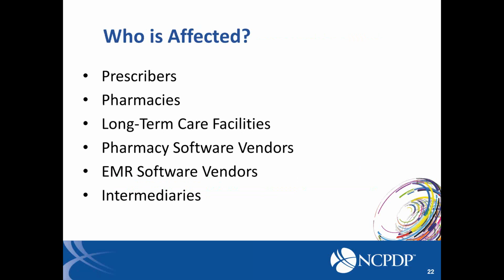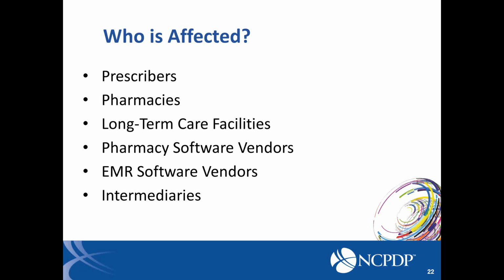So who's affected by this change? Well, of course, prescribers are affected by this. The long-term care pharmacies are affected because they're now going to be receiving these prescriptions electronically. The long-term care facilities themselves are going to have their EMR systems ready to go to transmit the prescription orders or electronic prescriptions by 10.6. Pharmacy software vendors are going to have to get their systems coded in a way to allow the transmission of the transaction 10.6 to be ready on November 1st.